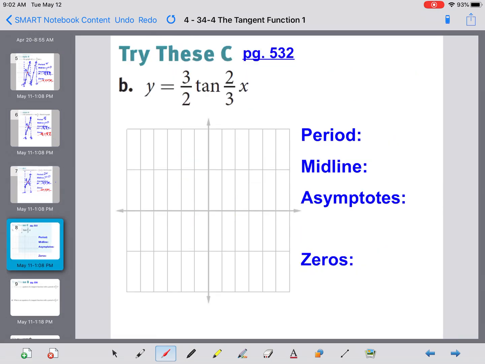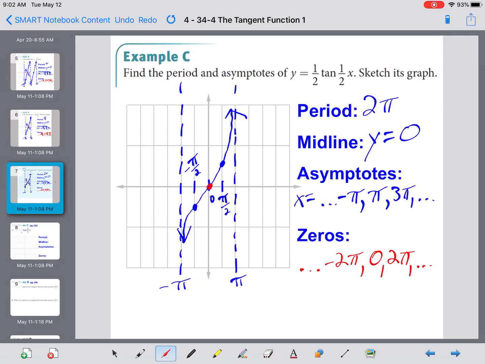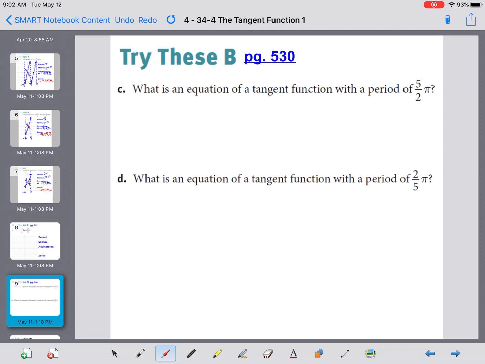Okay, there's a good one here. It's good practice, but I don't want to do any more because the video is already getting kind of long. But I do want to show you this real fast. This is a good skill where we kind of have to work backwards. What is the equation of a tangent function with a period of 5/2 pi?